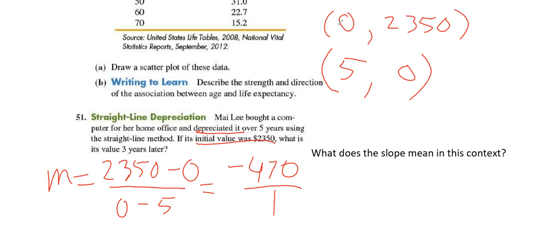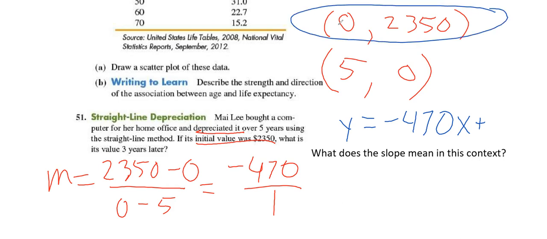For each year, what about the computer's value? The value of the computer goes down by $470. That's the kind of stuff you need to be able to interpret. Each increase in year, okay, so give me the equation. Y equals negative 470x plus what?